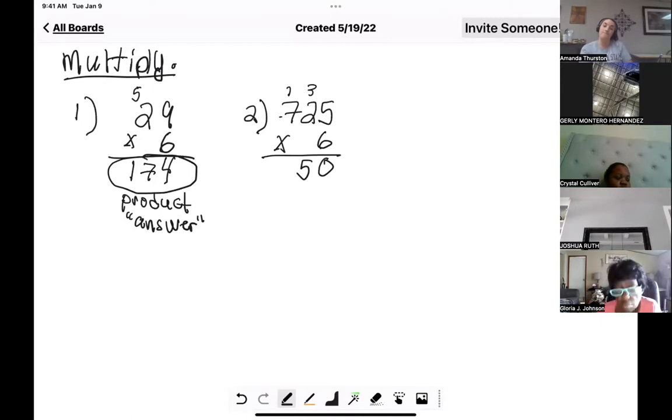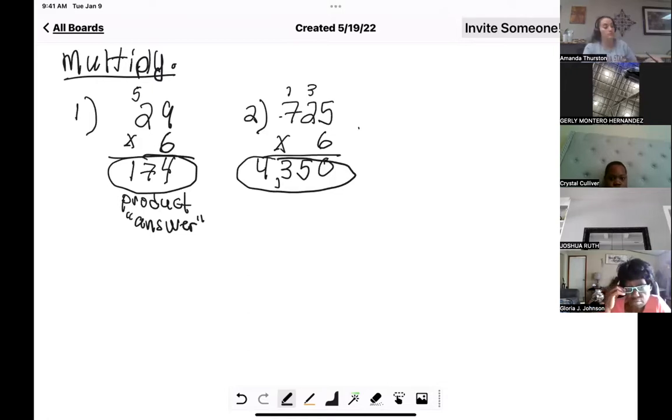I don't like looking at 6 times 7. I like looking at 7 times 6. It doesn't matter which way you multiply them. 7 times 6 is 42, plus 1 is 43. So our answer would be 4,350. Okay, so that's the traditional way we multiply, but I'm going to show you something different. And this is just very optional. This is just if you like it.